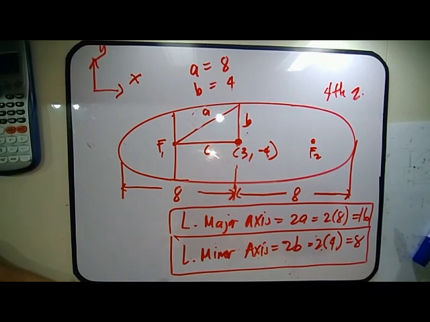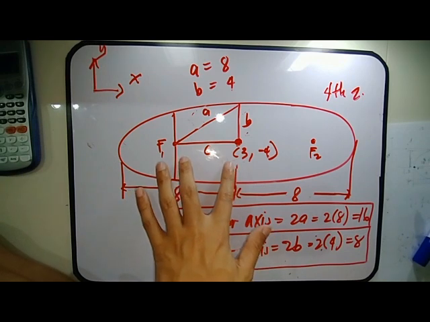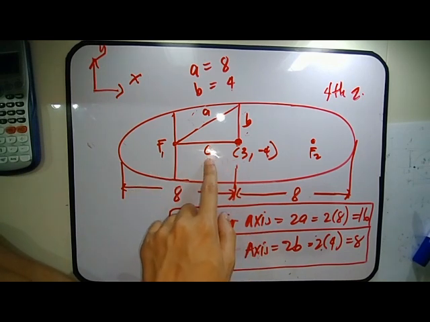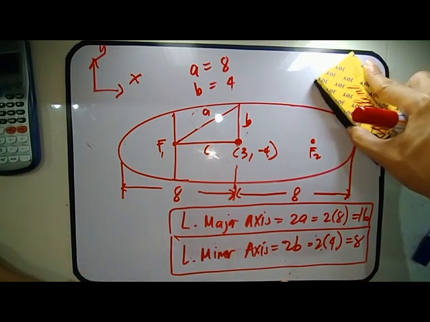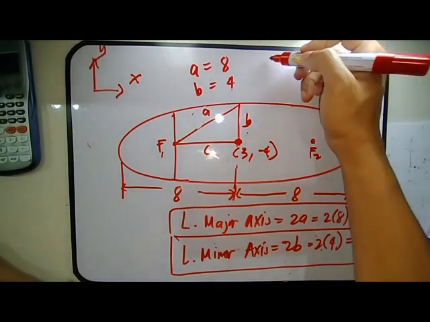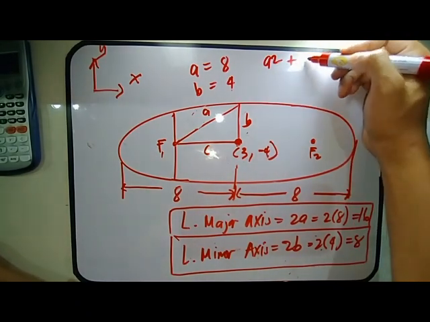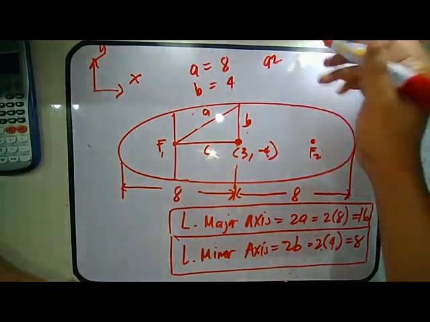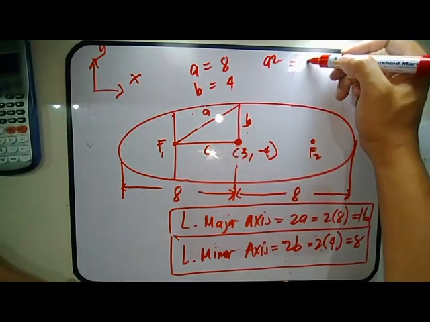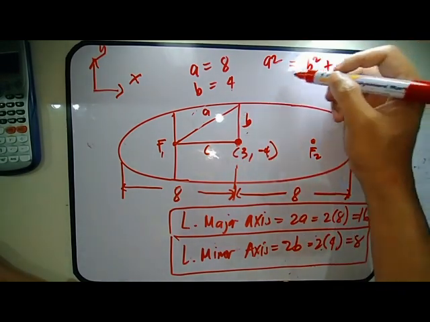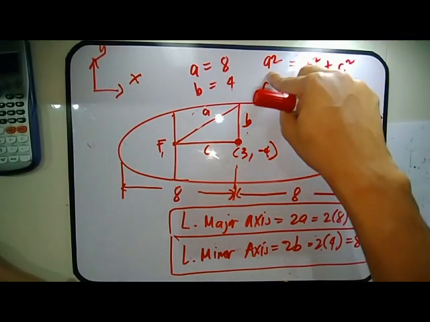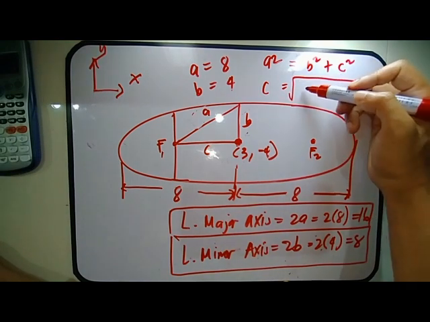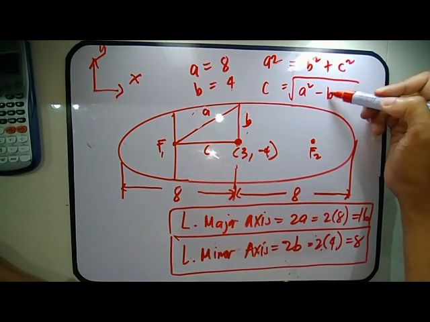Now yung next is the location of the foci here. So para makuha natin guys yung location ng foci, we need to find this distance from the focus to the center. So, pwede natin siya mahanap using Pythagorean theorem. Meron tayong A and B. So, that is A squared equals, hypotenuse siya, B squared plus C squared. So, C squared equals, so C na lang. C is equal to the square root of A squared minus B squared.